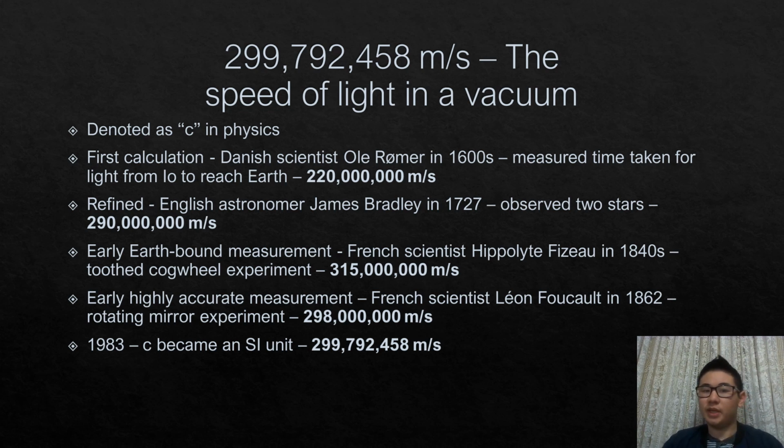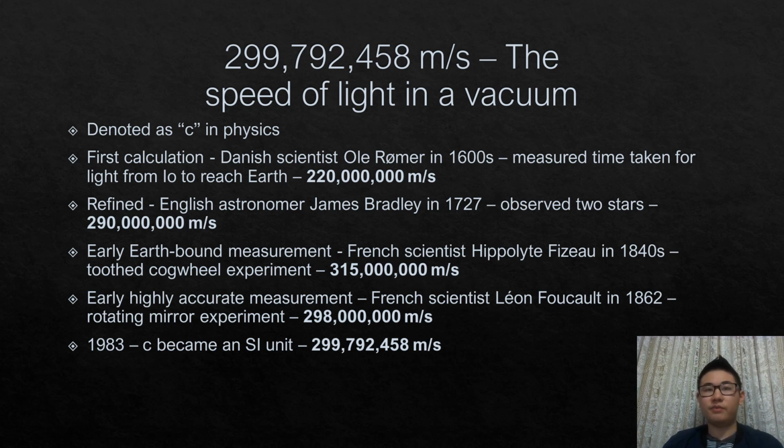This was later refined by English astronomer James Bradley in 1727, where he observed light from two different stars and the time it took for them to reach Earth. One of the first Earth-bound measurements was done by French scientist Hippolyte Fizeau in the 1840s, and this was done from the toothed cogwheel experiment. And later, this experiment idea was also expanded upon by French scientist Leon Foucault in 1862, and he did this through the rotating mirror experiment, where he got one of the first very accurate measurements for the speed of light.